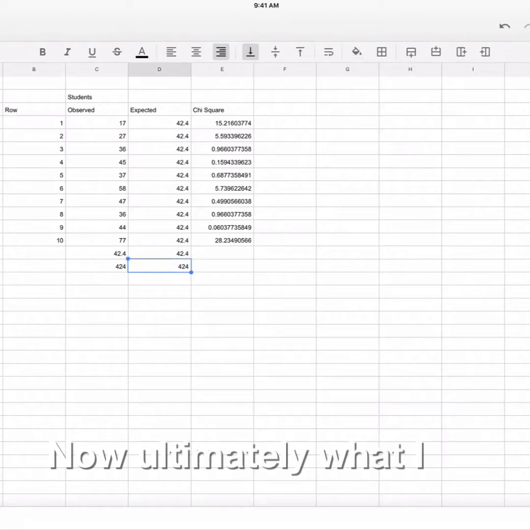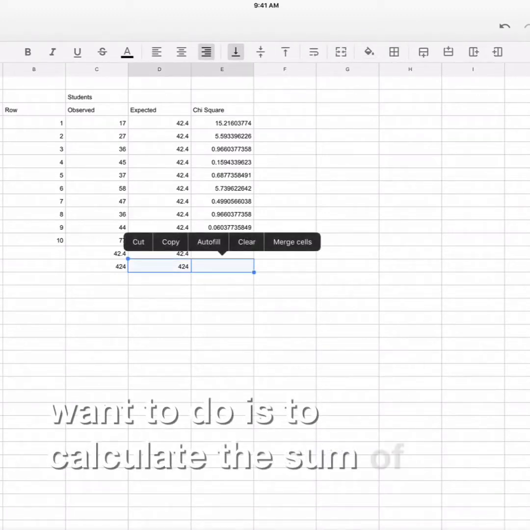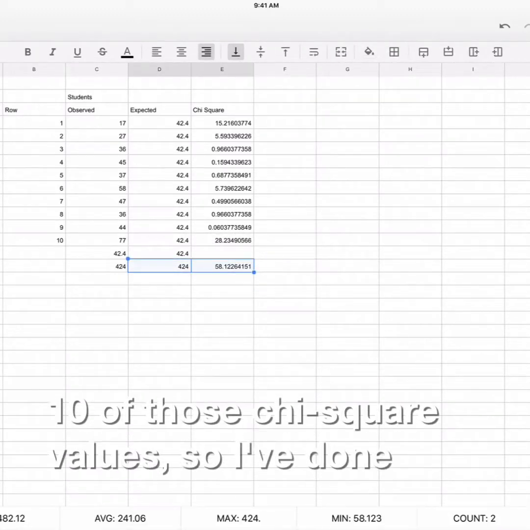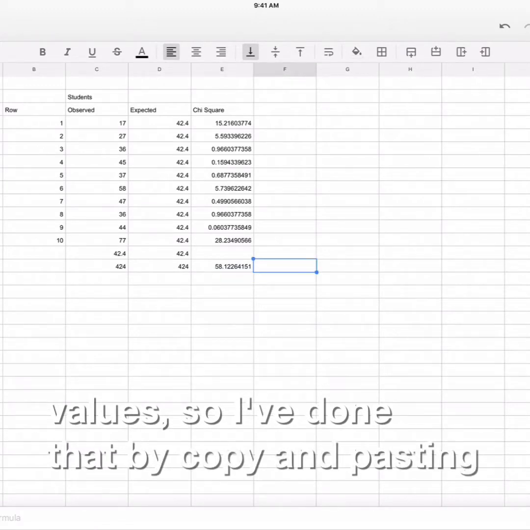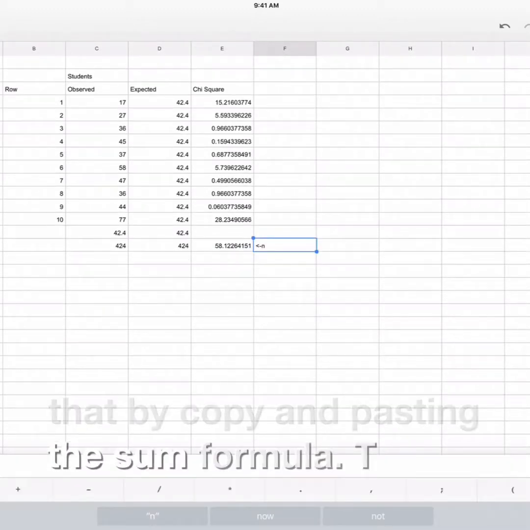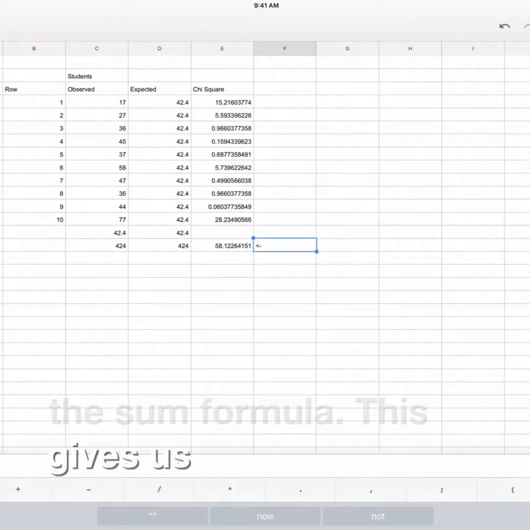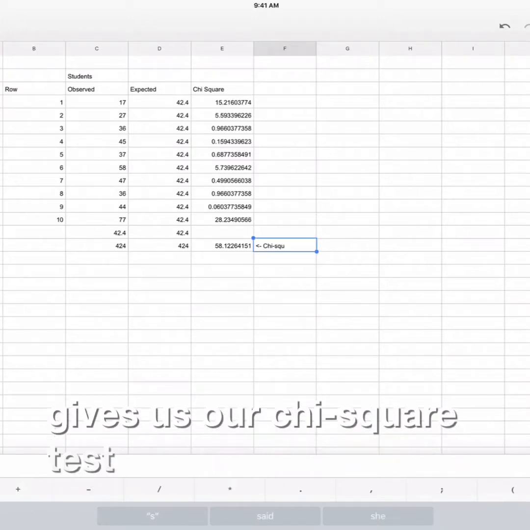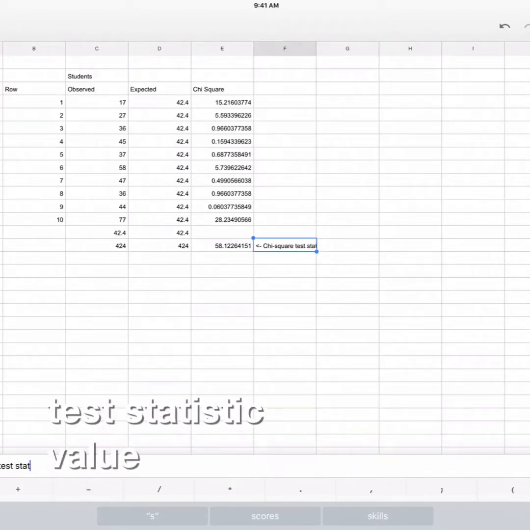Now ultimately what I want to do is to calculate the sum of all 10 of those chi-square values. So I've done that by copying and pasting the sum formula. This gives us our chi-square test statistic value.